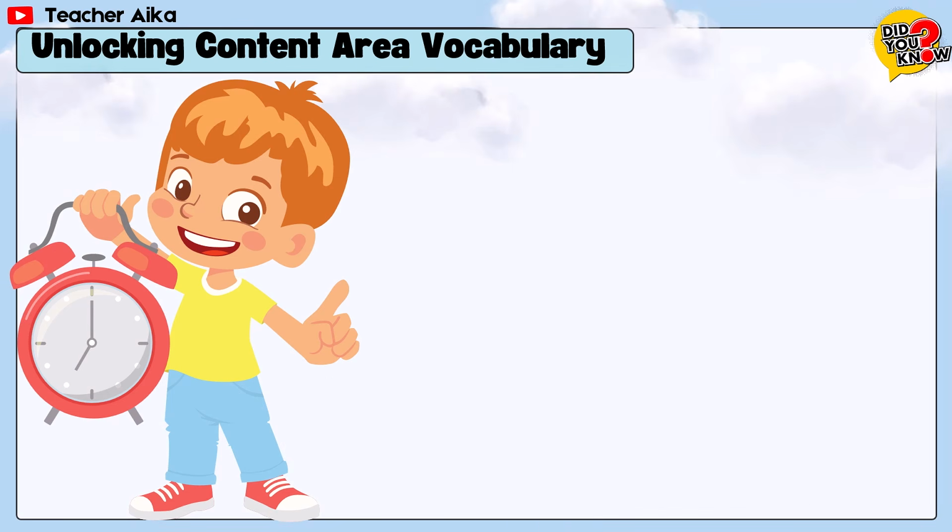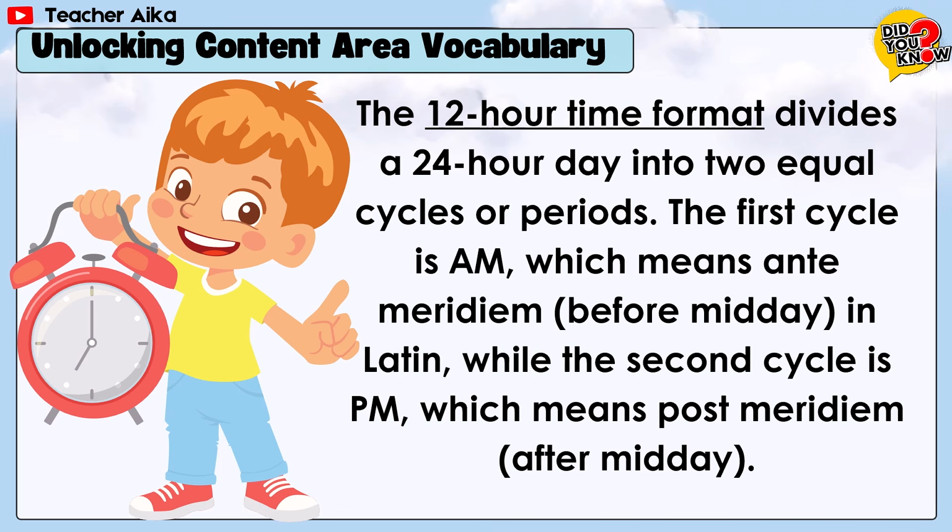Unlocking content area vocabulary. The 12-hour time format divides a 24-hour day into two equal cycles or periods. The first cycle is AM, which means ante-meridian, meaning before midday in Latin, while the second cycle is PM, which means post-meridian, meaning after midday.